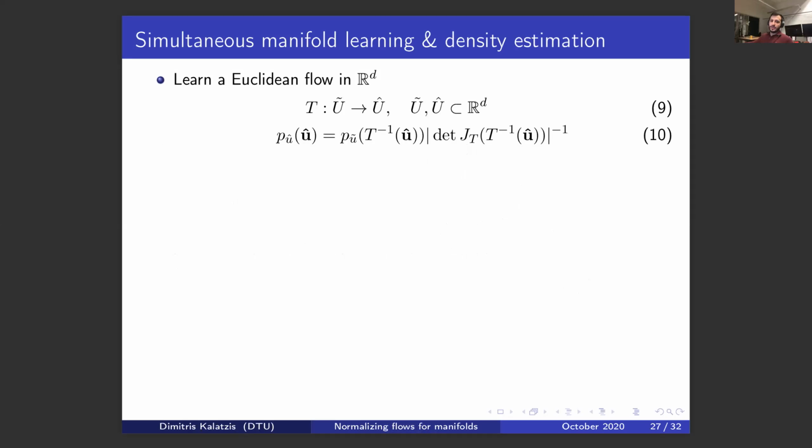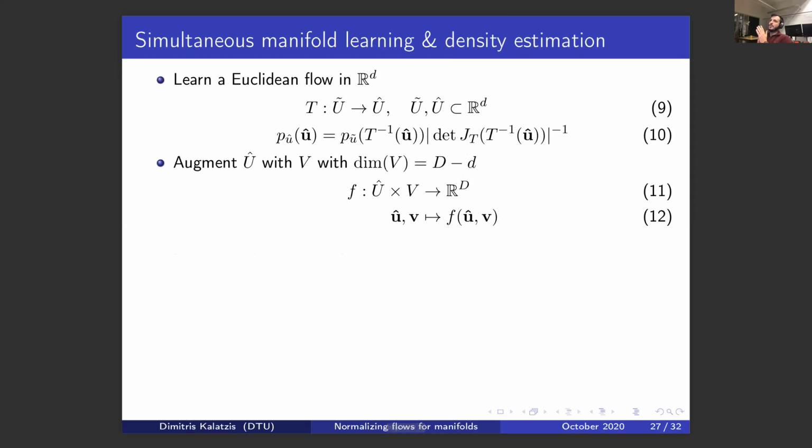First, we learn a Euclidean flow from the latent space U tilde to the chart U hat. Then the density in the chart is computed in the usual way that we saw in the introduction. This is a simple change of variables for now. Second, we augment our space in U hat with the variable V with extra dimensions, big D, signifying the dimensions in our ambient space, minus small d, which is the intrinsic dimensionality of our manifold. So this will help define our embedding.